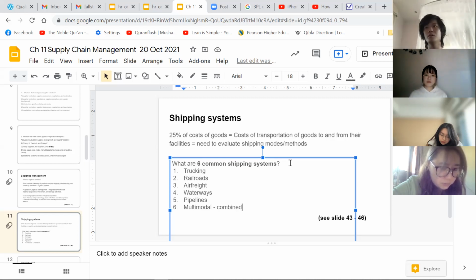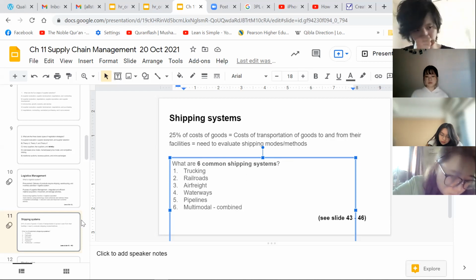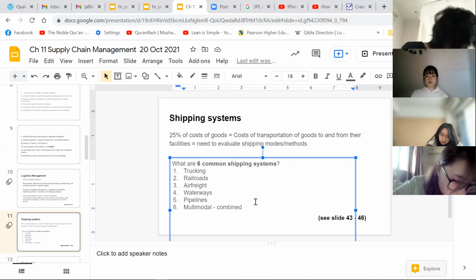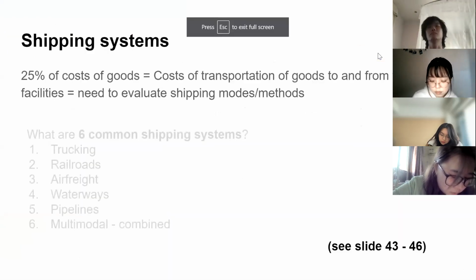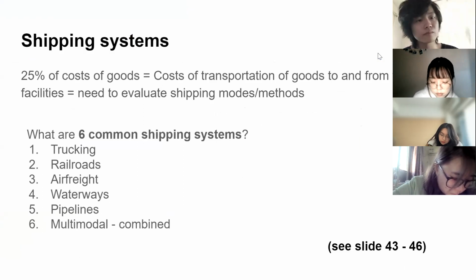I think the book gives some examples; you can refer to it. But these are the common shipping systems that the logistics manager has to decide or determine, based on their strategies and their cost assessment.